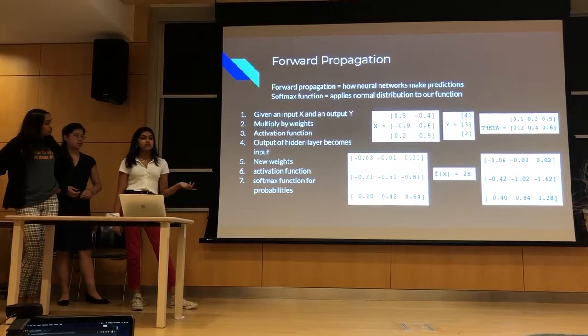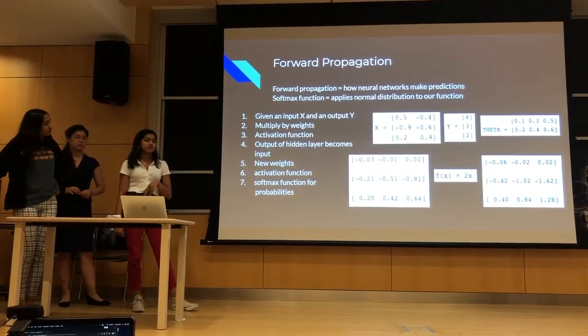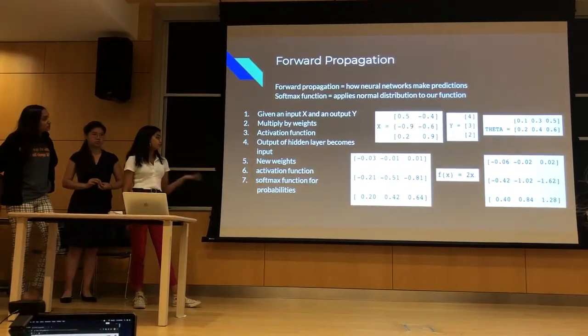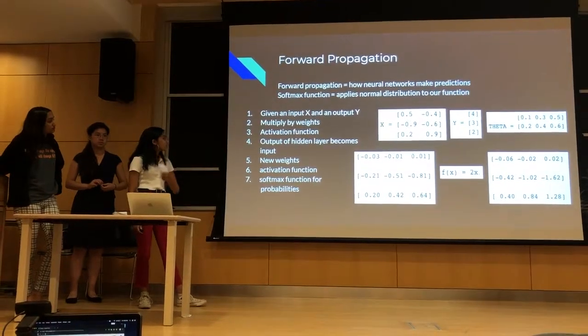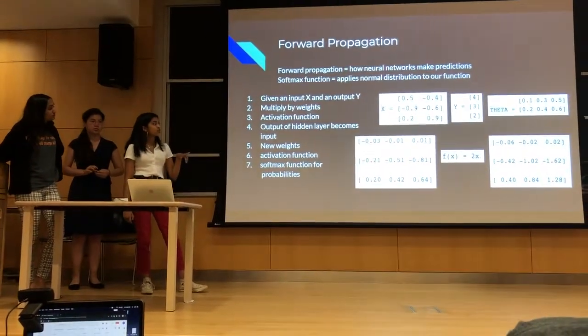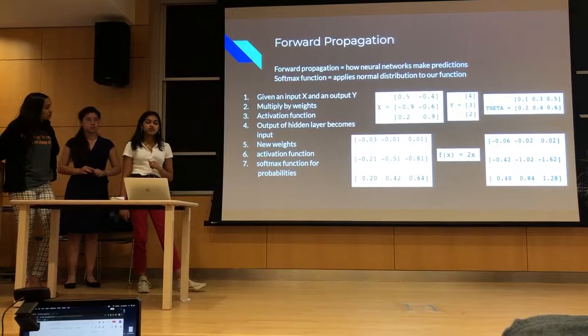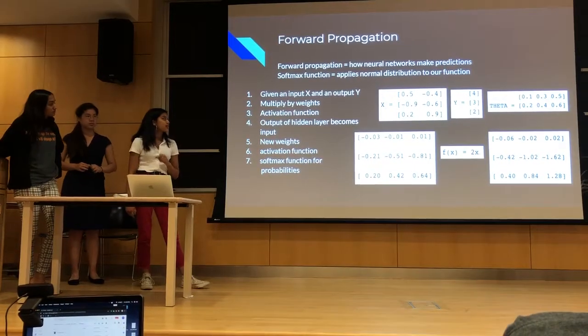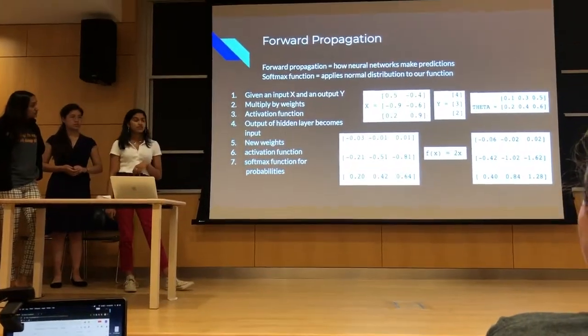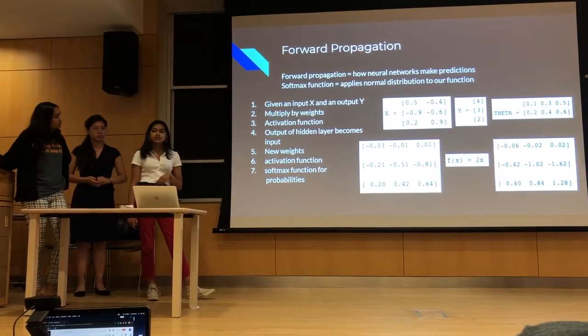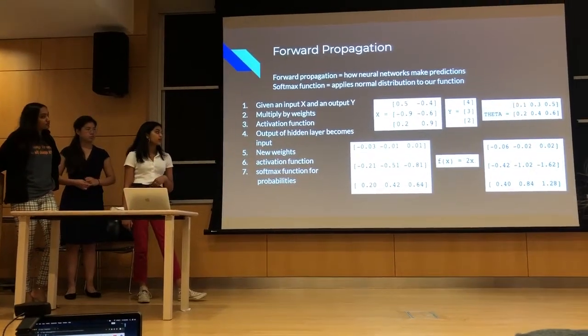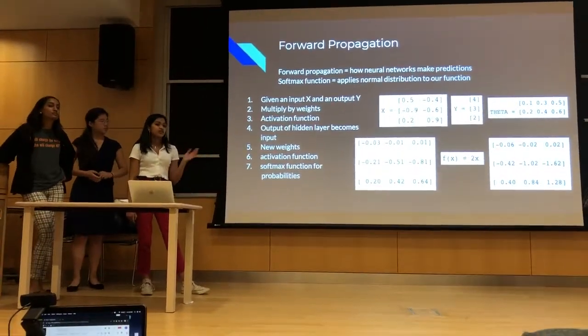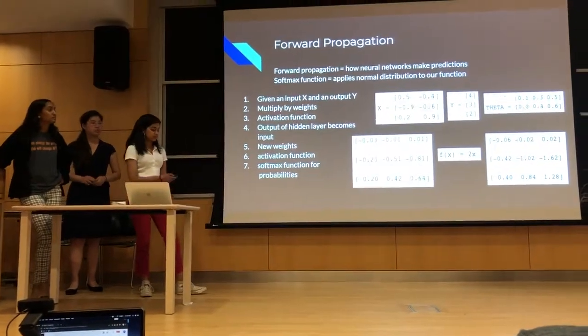multiply it by a new set of weights and put a new activation function on it, and then you get what you have. And then in the end, you put a softmax function. That just applies a normal distribution, which is statistics, I guess. You make the mean of your data 0 and give it a standard deviation of 1. And from that, you can calculate probabilities using statistics.